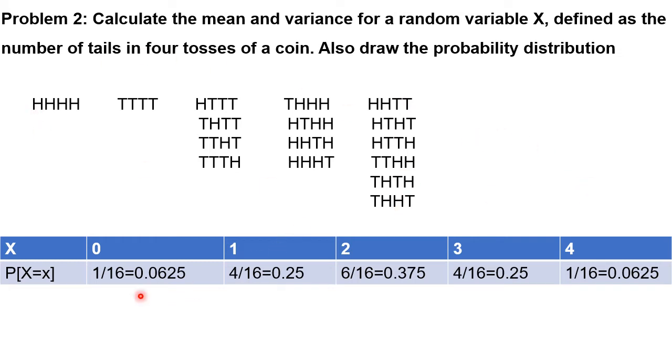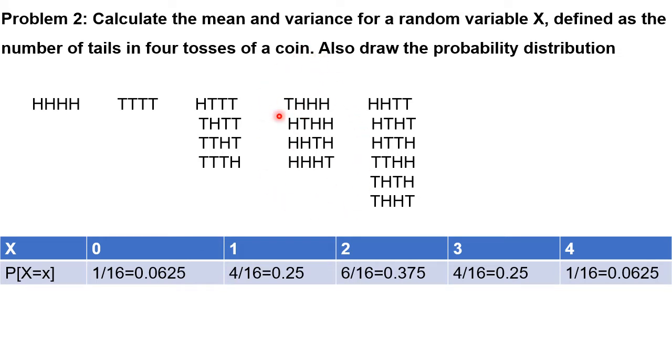Using this, we can form the table. X values for 0 tails, 1 tail up, 2 tails up, 3 tails up, 4 tails up, and probability can be computed using this. So you can see that when x equal to 0, in all 4 tosses we get the heads up. That is only one possible outcome. Total number of outcomes is 16. So therefore 1 by 16 is equal to 0.0625.